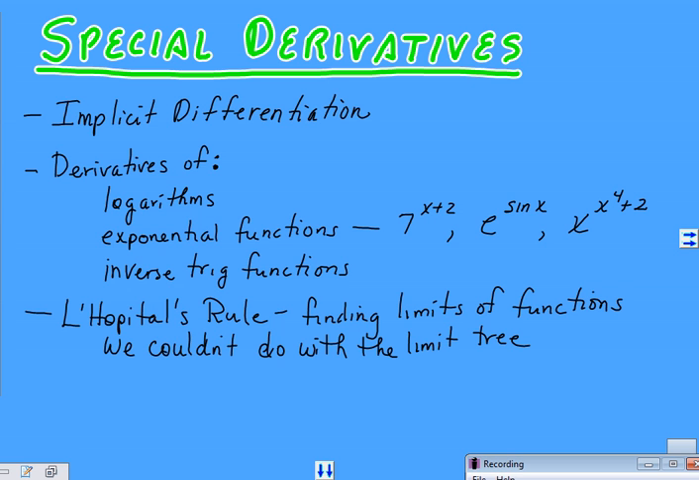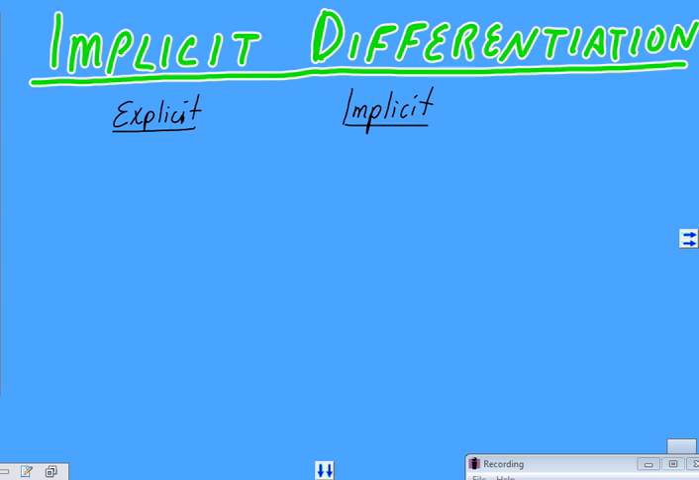and relating that to Romeo and Juliet. And last but not least, you get to learn L'Hopital's rule from a French mathematician by the name of L'Hopital. That pertains to finding some limits of functions we could not do with what we knew from the limit tree. It takes derivatives to find these limits, and now we will be able to do it with L'Hopital's rule. All fun and exciting stuff for you to look forward to. As I told you the other day, this is not an easy chapter, so be prepared. However, today we're talking implicit differentiation.